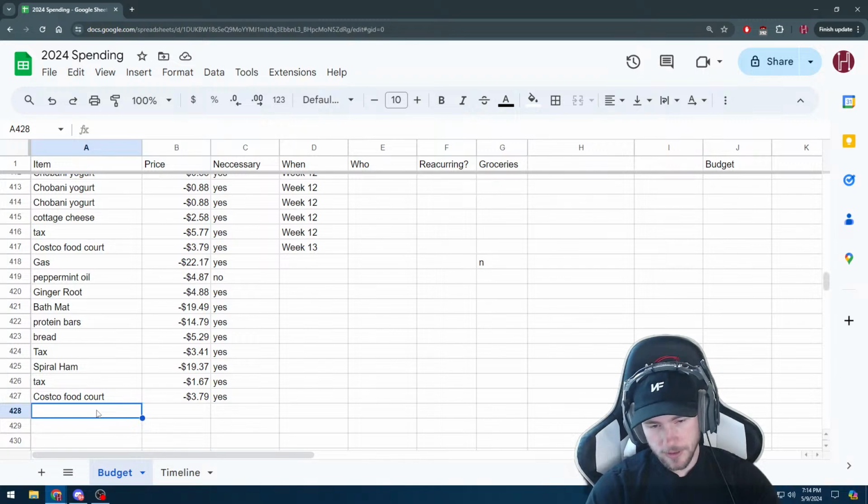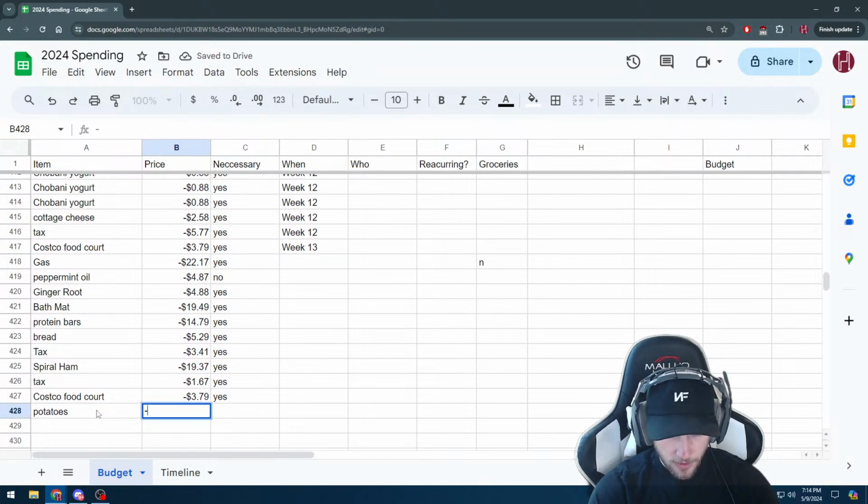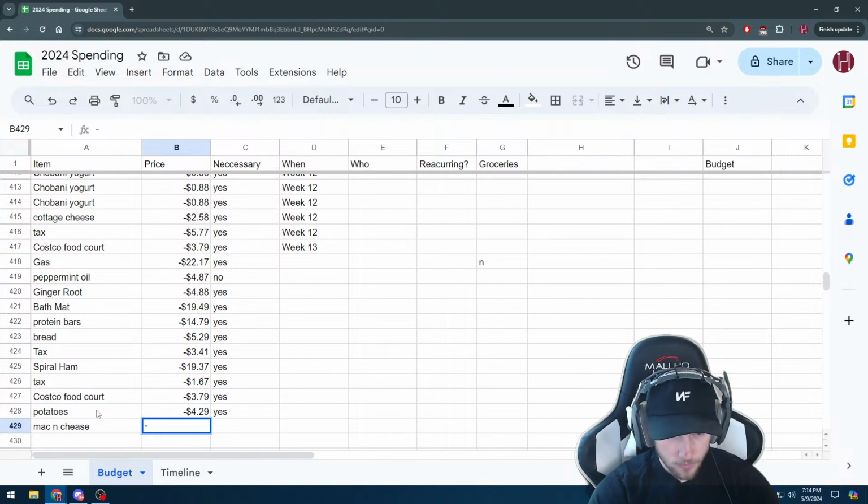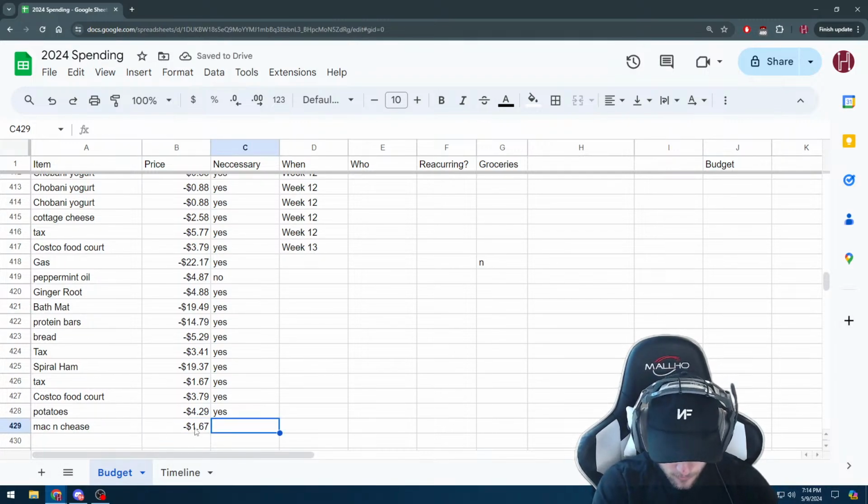All right, another decently large grocery list. Trying to go through these as fast as possible. Just not very easy. 4.29. We got mac and cheese. 1.67. We got three of those apparently.